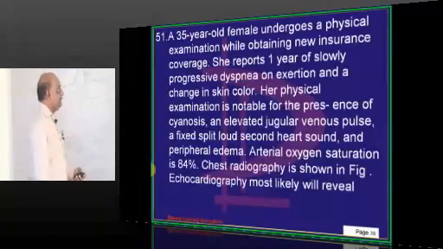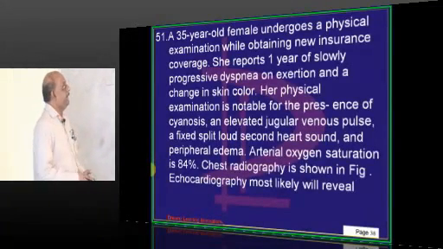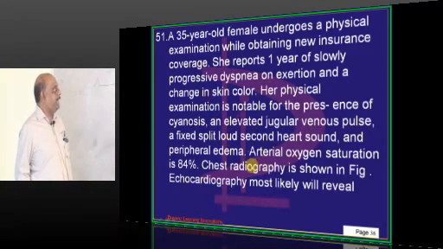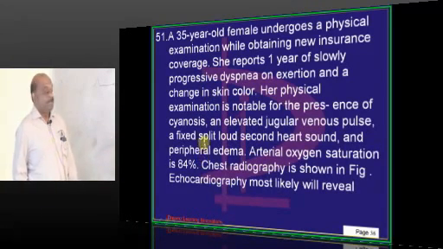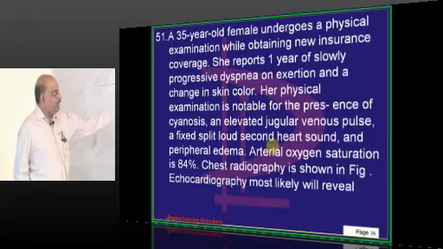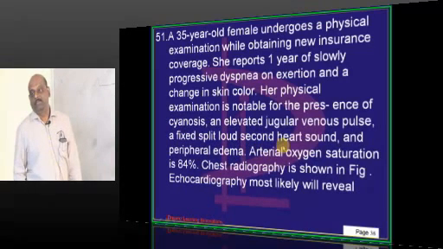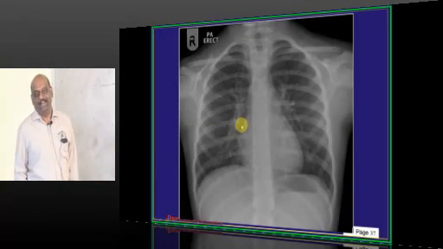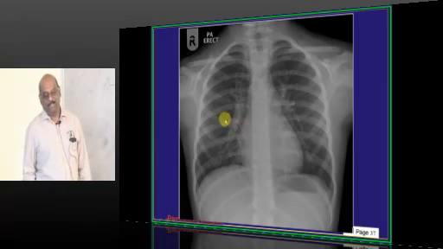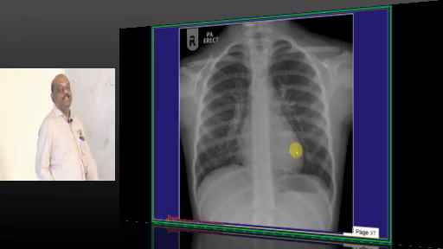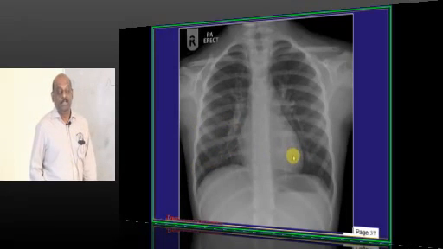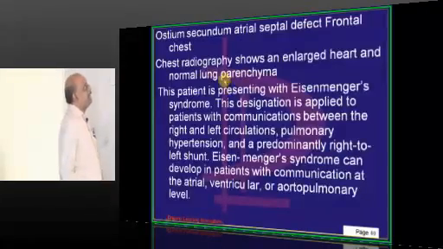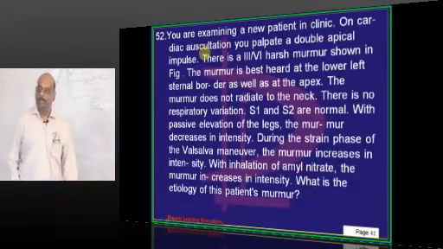Now, doctor, a 35-year-old undergoes physical examination. She is having progressive dyspnea, elevated JVP, fixed split loud second heart sound. Do you need to really look at X-ray also? Not really required. ASD must be there in your mind. Okay, it is a case of Eisenmenger syndrome developing in a case of atrial septal defect is what needs to be remembered.